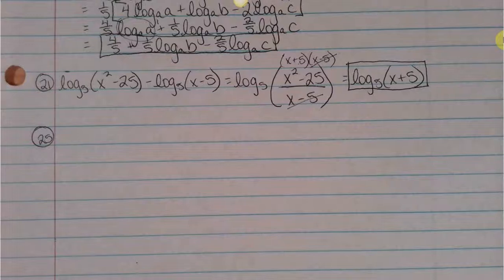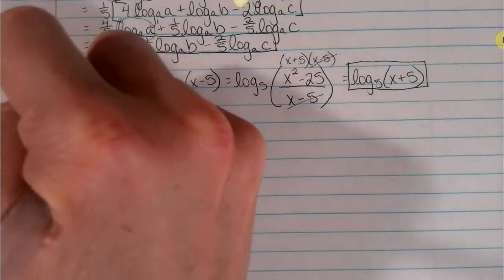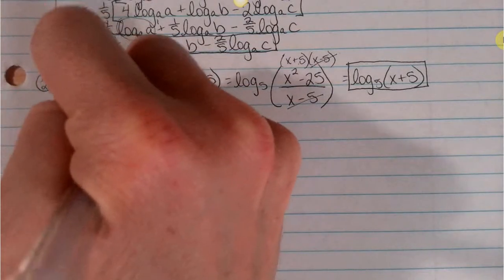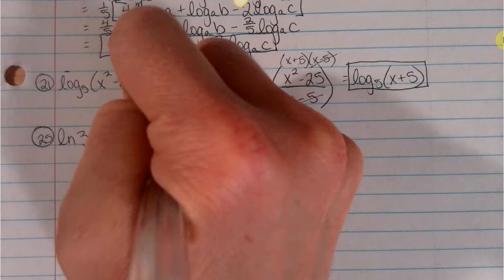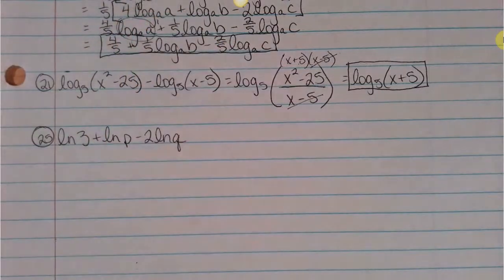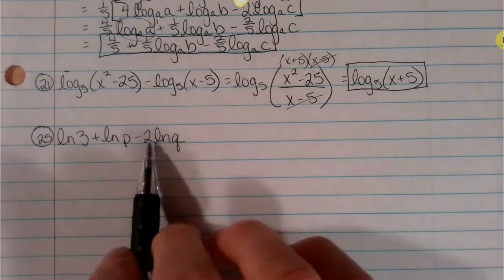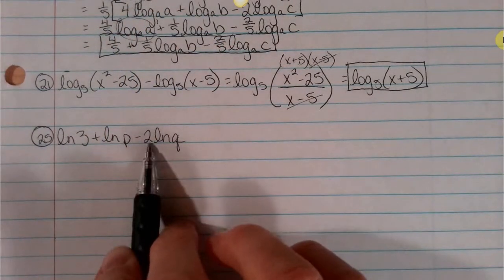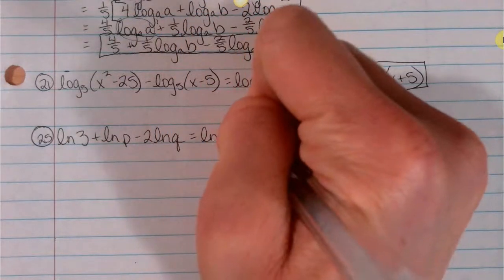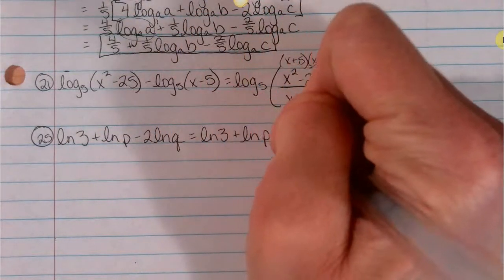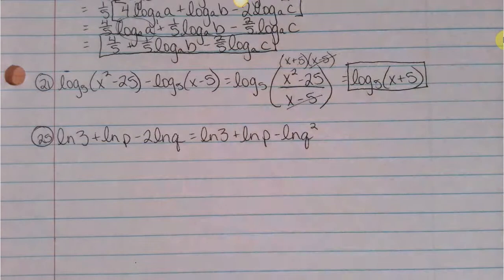Number 25, we have the natural log of 3 plus the natural log of p minus 2 times the natural log of q. So I'm going to start by pulling this 2 up. Instead of a coefficient, I'm going to make it an exponent. So that'll look like the natural log of 3 plus the natural log of p minus the natural log of q squared.